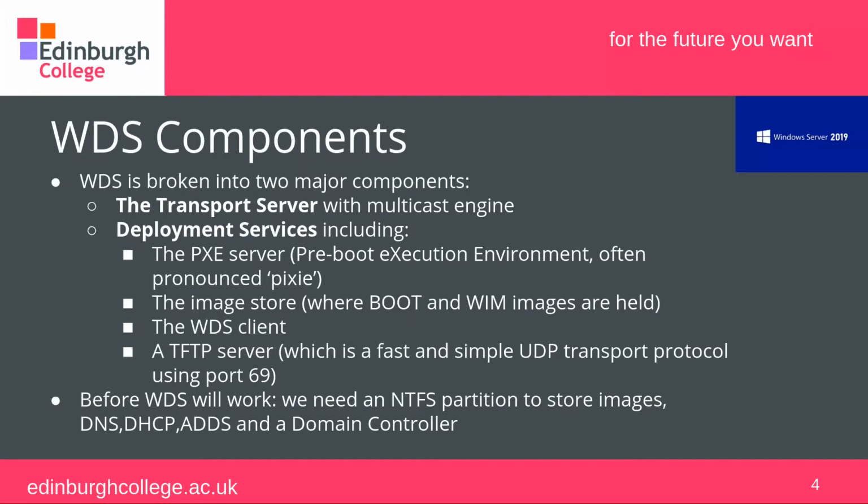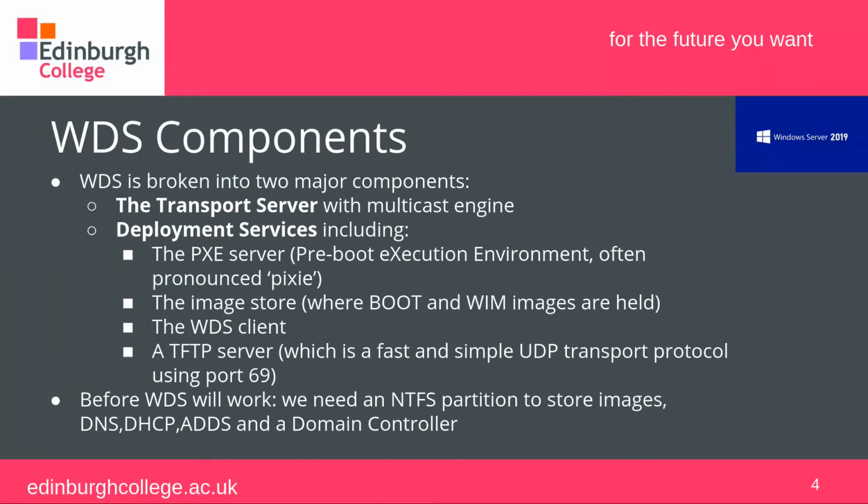So TFTP is used for Windows Deployment Services. TFTP also gets used when we copy a Cisco IOS image or back up Cisco IOS data. We use a TFTP server for that. The reason we use TFTP is because TFTP is a fast and simple protocol. It doesn't send back acknowledgements like secure FTP would do. It's just a straight UDP connection using port 69.